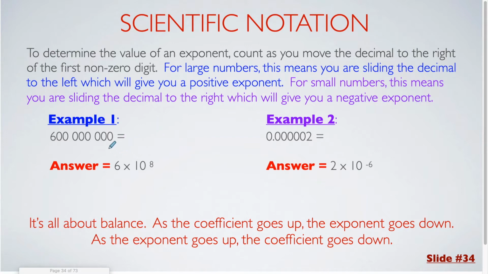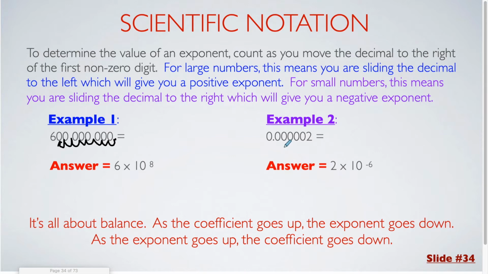In example 1, there's no decimal shown, so we can imagine that it would be at the very end. I need to slide it until it is right next to the 6. So I'm going to move over 1, 2, 3, 4, 5, 6, 7, 8 spaces. So now my value is 6 times 10, and that 8 is going to be my exponent.